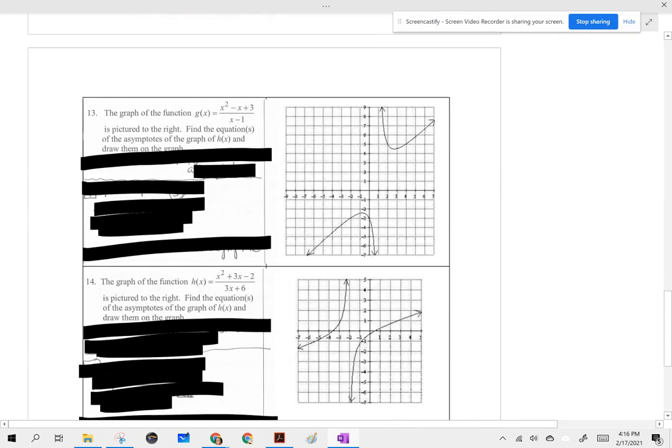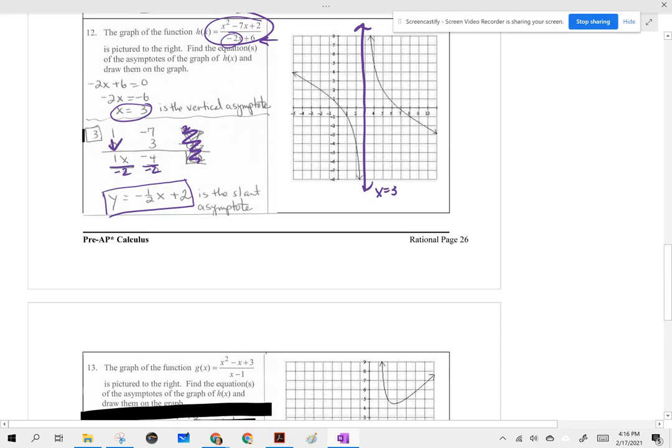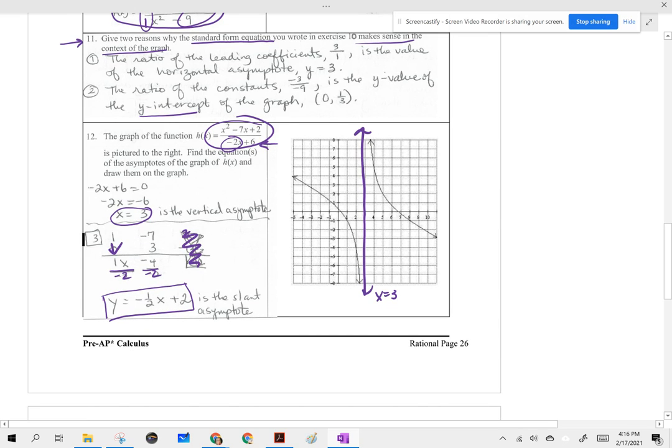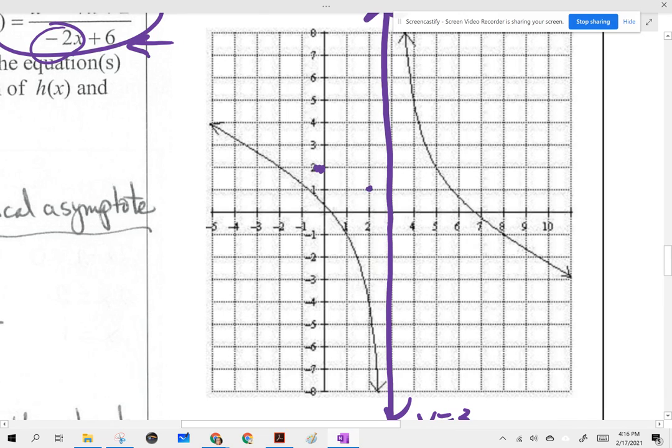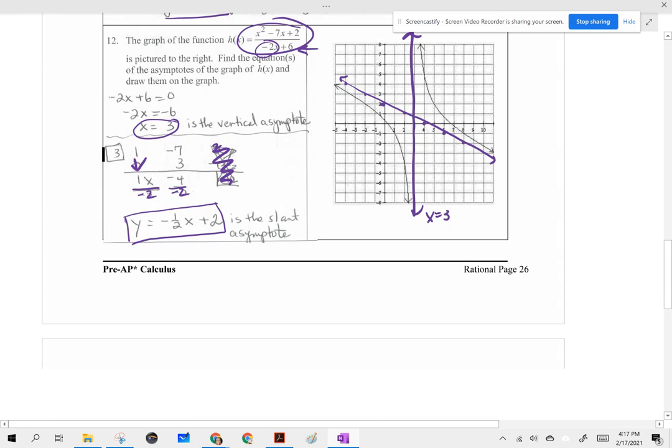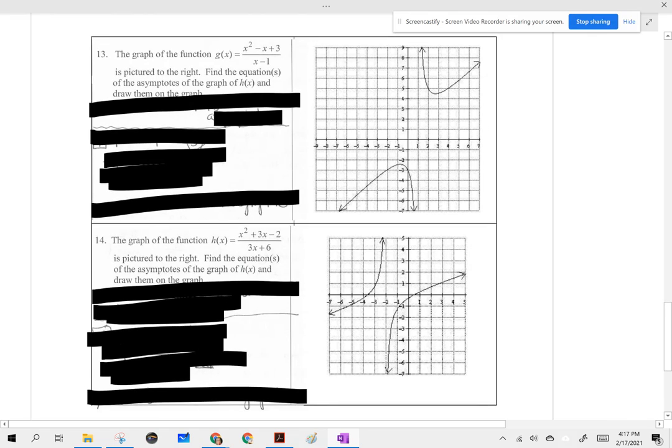Let's take a look at 13. So we need to go back and draw this. So we've got plus 2, and then we are just going to go down 1 over 2, down 1 over 2. I'm just drawing as many dots as I can, and then I connect those dots. Okay, so that would be my slant asymptote. So now let's do number 13.